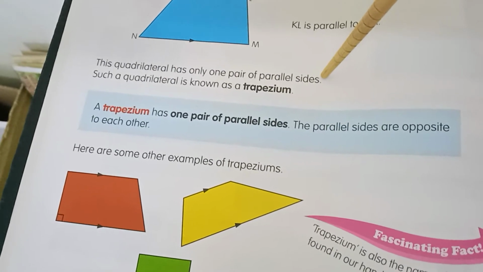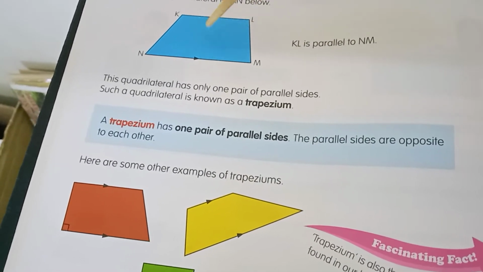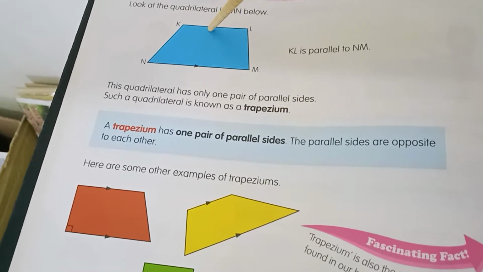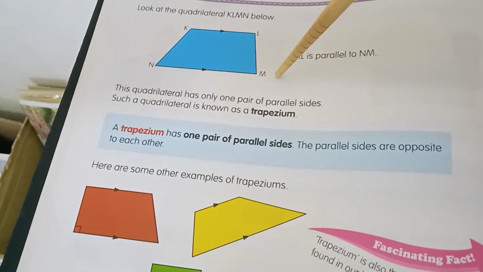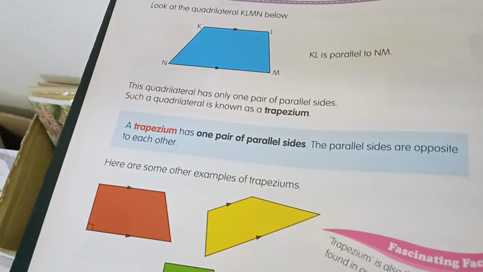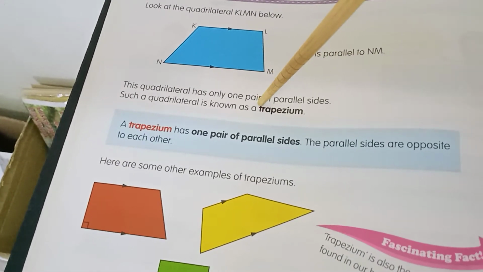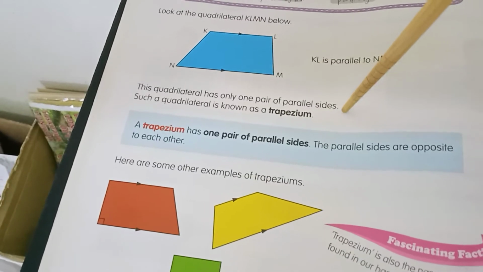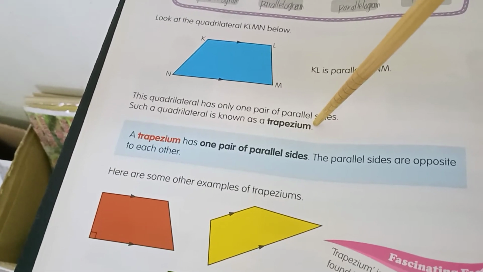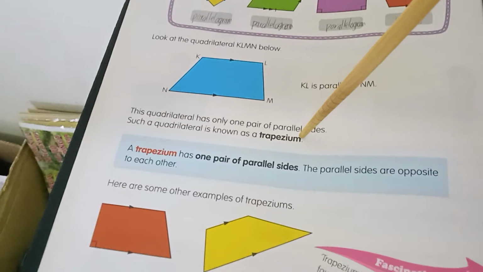The parallel sides may not be of the same length. It doesn't have to be. Well, it actually is not the same. If it's the same, then it would become a parallelogram, because the other two sides would be the same as well. So it's called a trapezium, and in some countries it may be called a trapezoid, depending on which part of the world you are in.